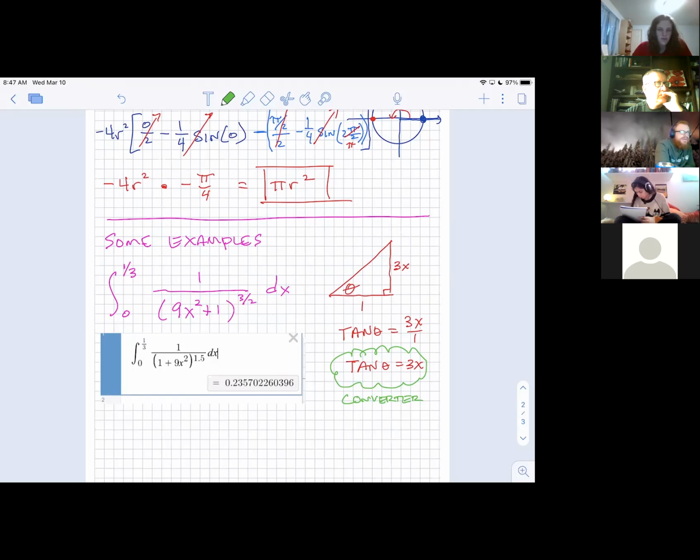So how did you get 3x? Because I saw 9x squared plus 1 as the Pythagorean theorem of something. In other words, something squared plus something squared. So if I took 3x and squared it, I'd get 9x squared. If I took 1 and squared it, I'd get 1. And so if I did the Pythagorean theorem to 3x and 1, wouldn't I get 9x squared plus 1? Isn't that what I would get up there? Yes.